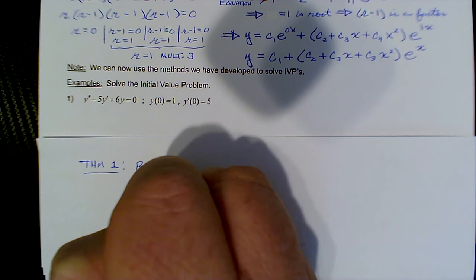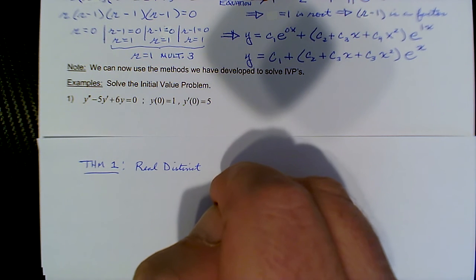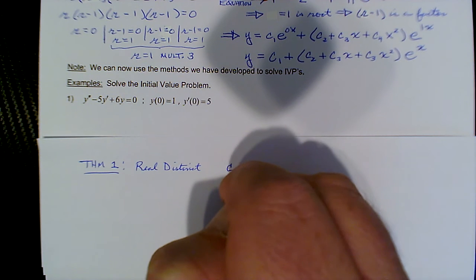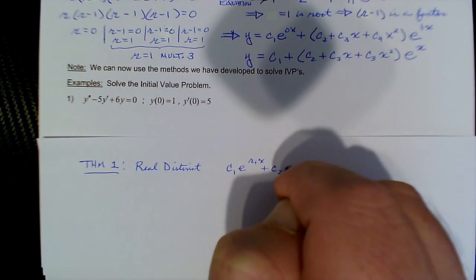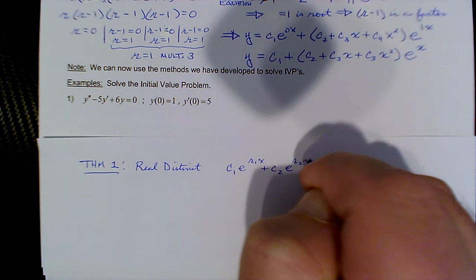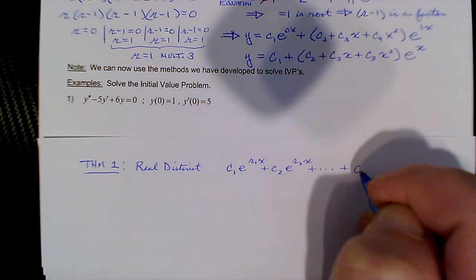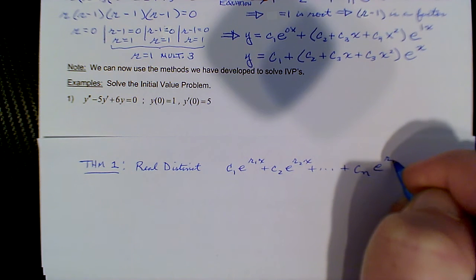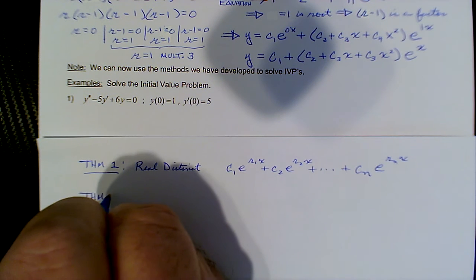If we have real distinct roots, the part of the general solution is c1 e to the r1x plus c2 e to the r2x all the way out to as many as you have, c sub n e to the r sub nx. So that was our first theorem.